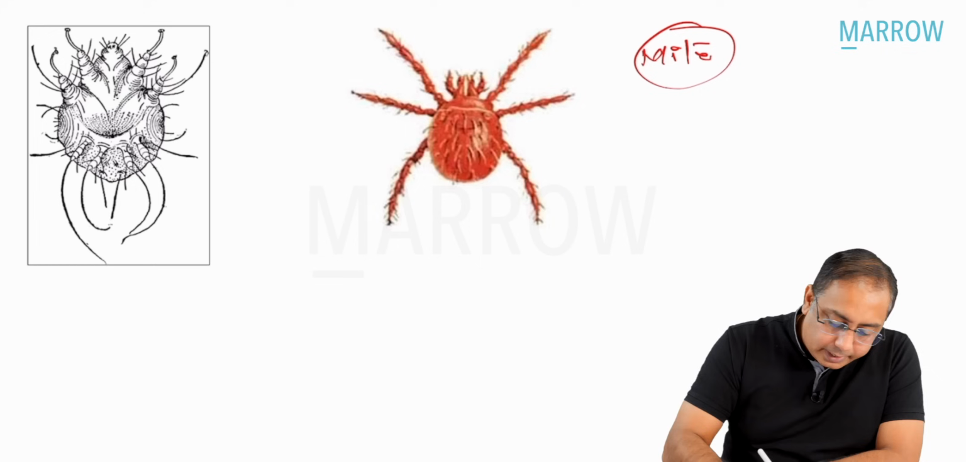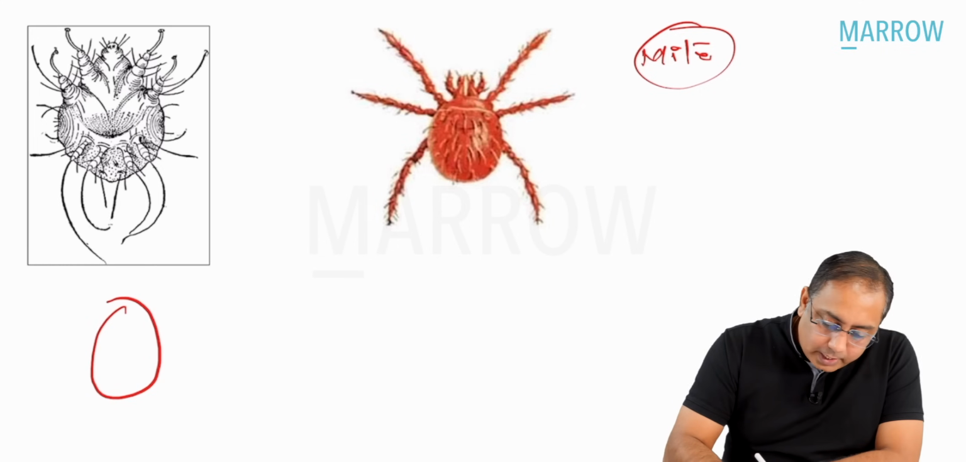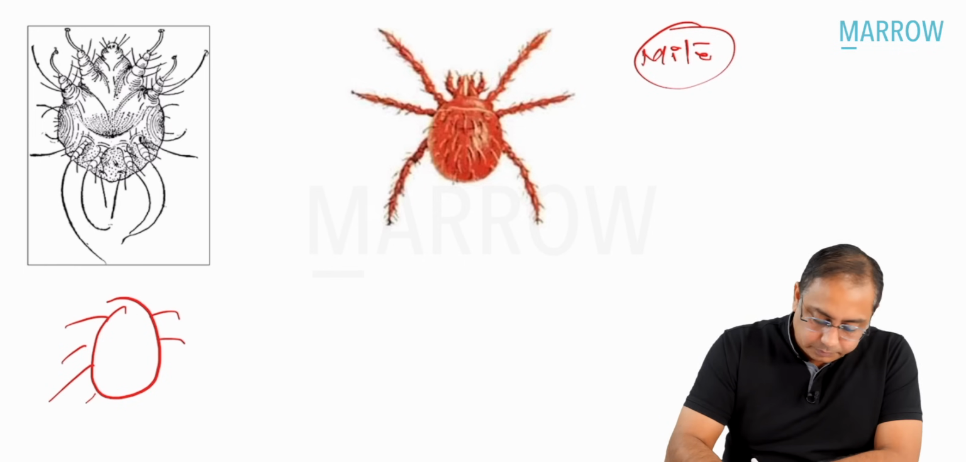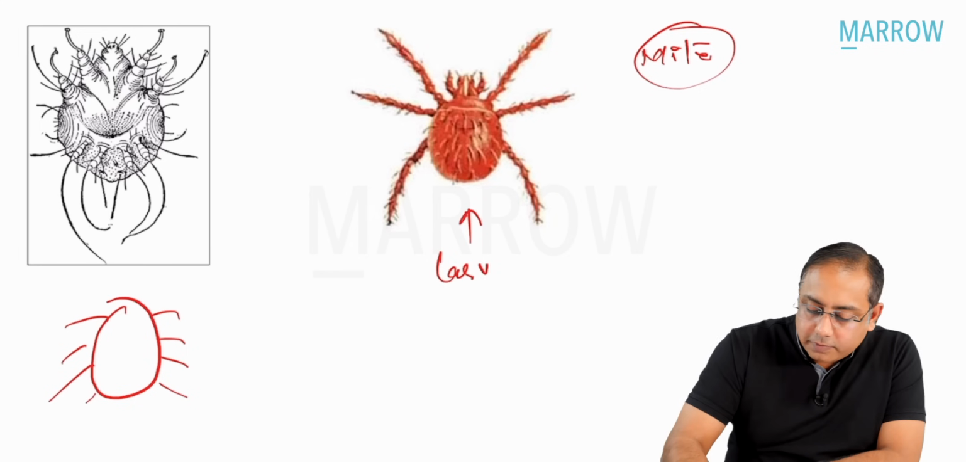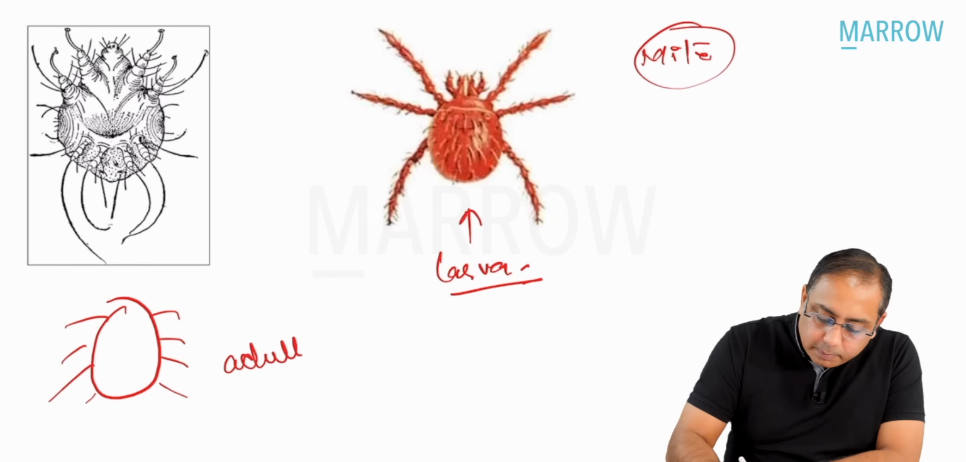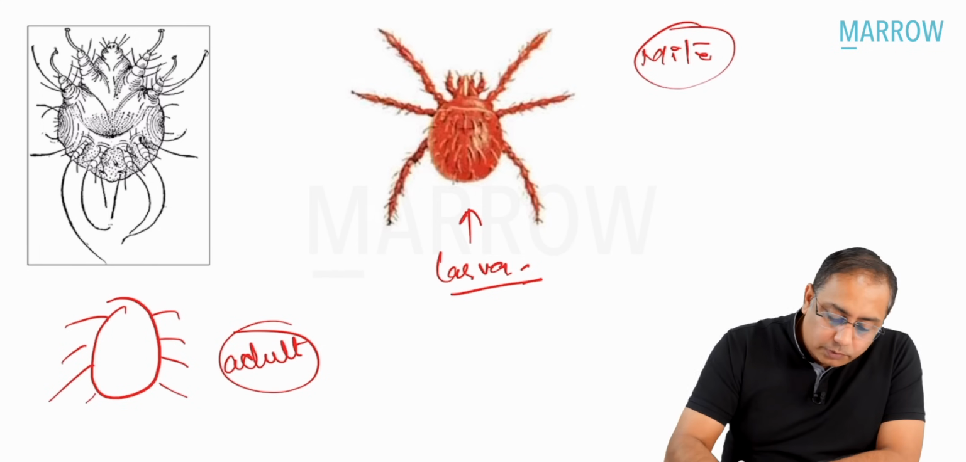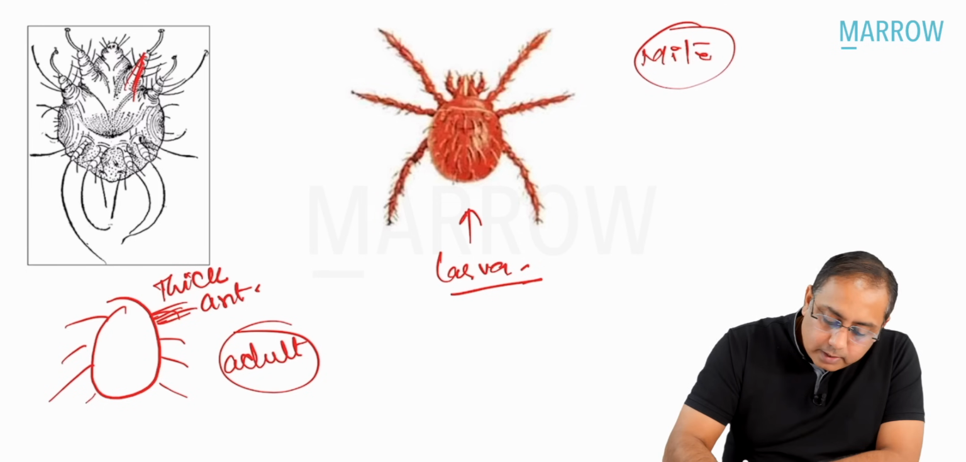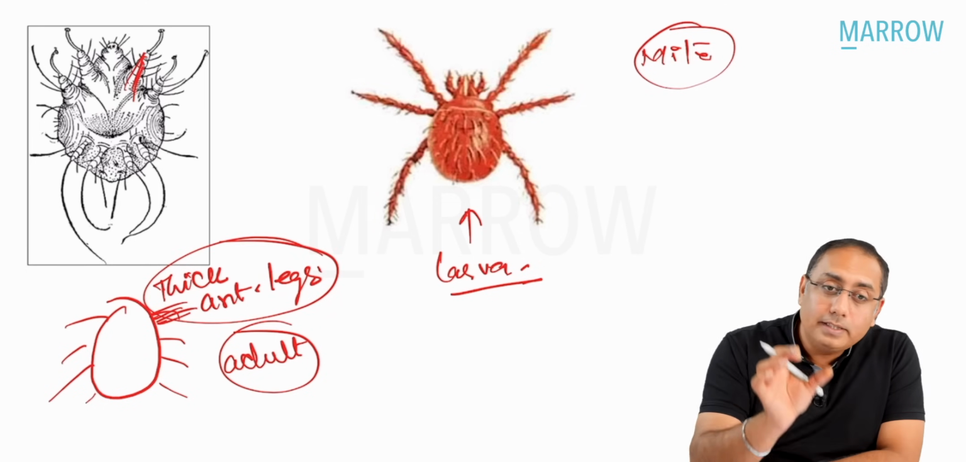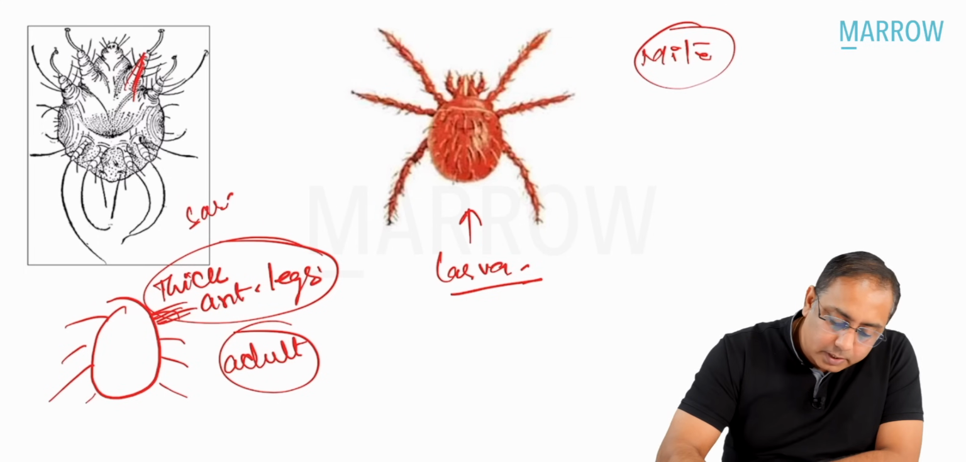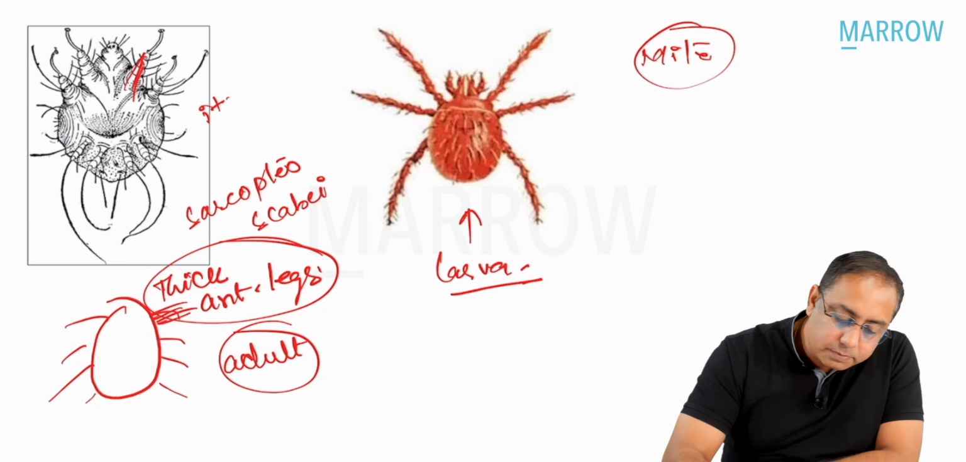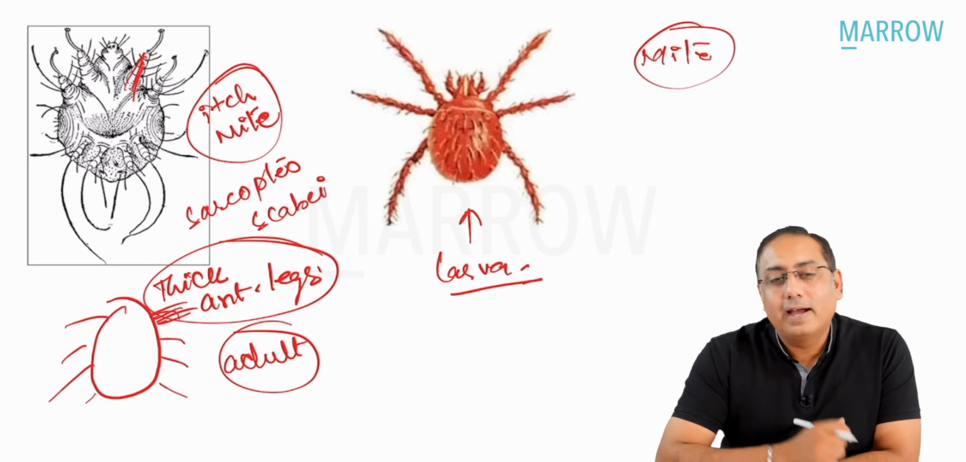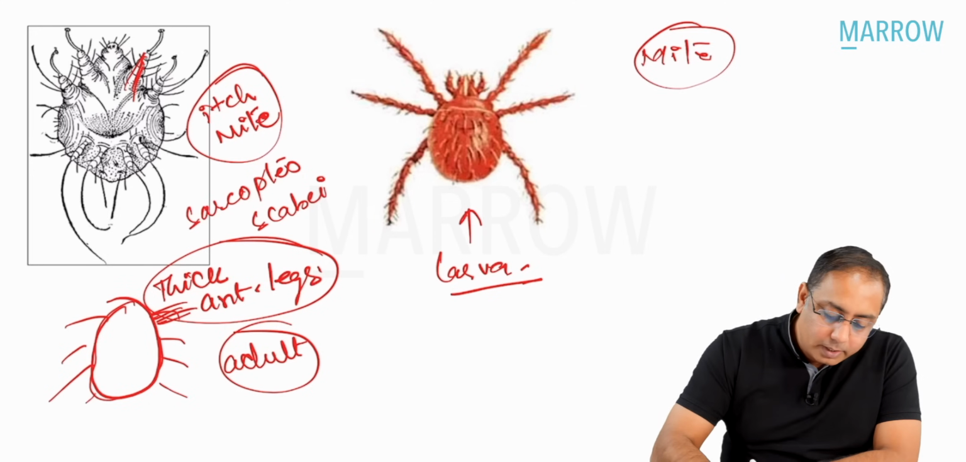Just have a look at this mite. This mite is globular. It will have 3 to 4 legs. This is the larval stage. The adult stage of the mite will have 4 legs, and of these 4 legs, the anterior legs are very thick. Any insect where you see thick anterior legs, please mark Sarcoptes scabiei. This is called the itch mite, which is Sarcoptes scabiei, and it has thick anterior legs. It will be globular in structure.